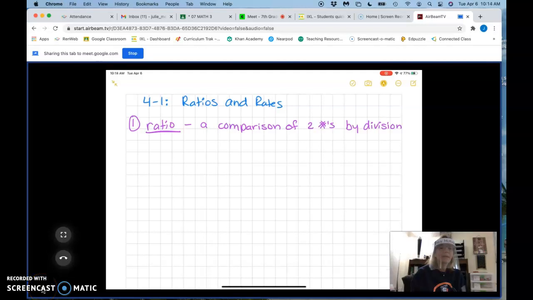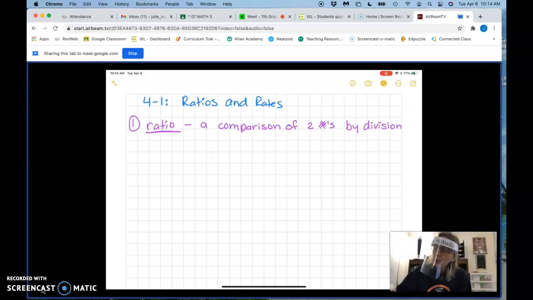Okay, so today we're starting chapter 4, which is ratios and rates. And we have a few notes to take first. So a ratio is a comparison of two numbers by division. And there's 3 different ways that we can write a ratio, and I'm going to show you those now.